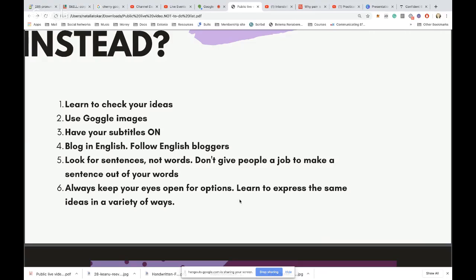Learn to express the same ideas in a variety of ways. This will really, really help you in communicating with people, especially if you speak a lot in business. Because if you can only say something in one way and people don't understand this one way, you're in trouble. It's a problem.